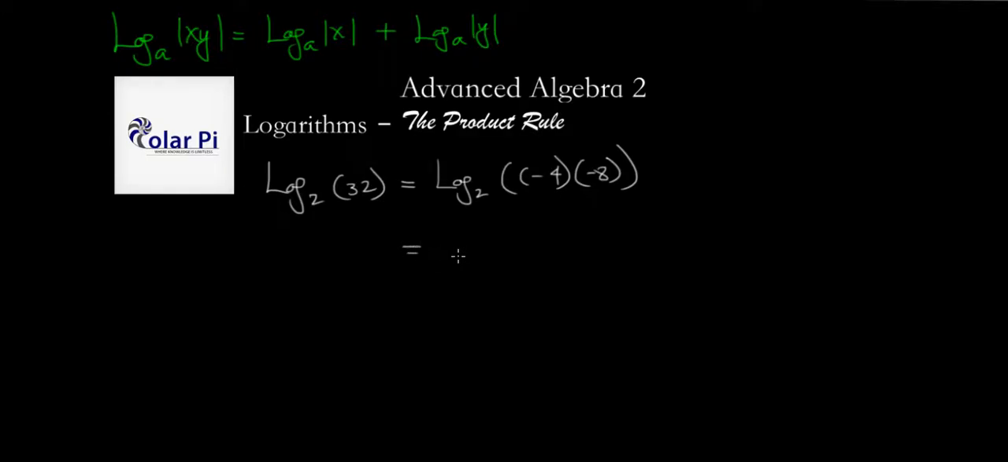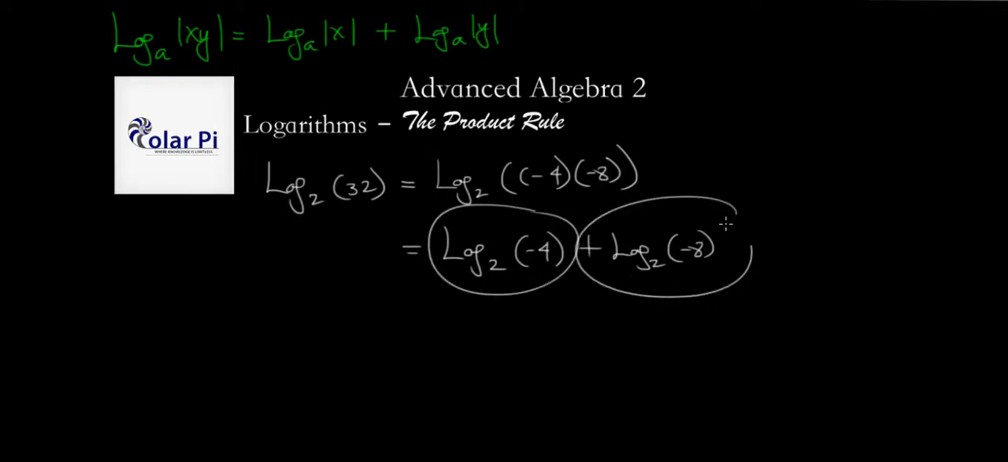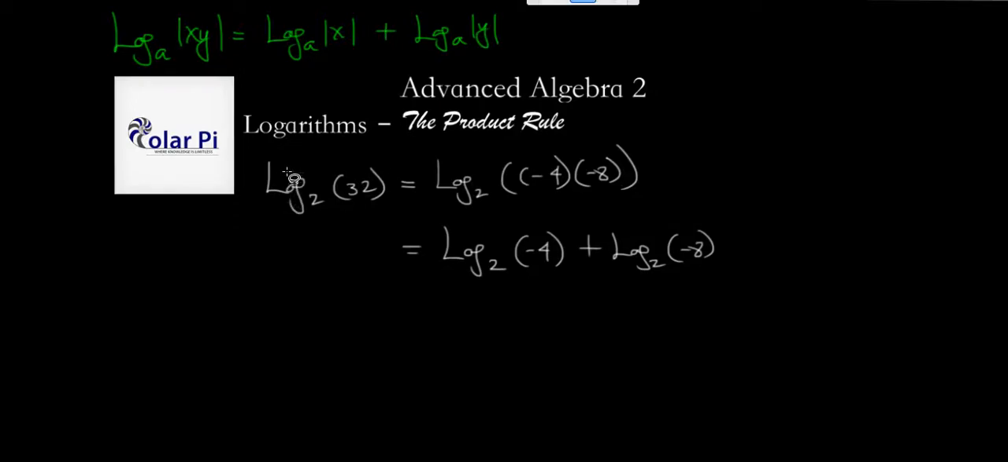But then we'd be misled into thinking that we can write log base 2 of negative 4 plus log base 2 of negative 8. As I said, this doesn't make sense, and surely that doesn't make sense either. So the absolute values are important.